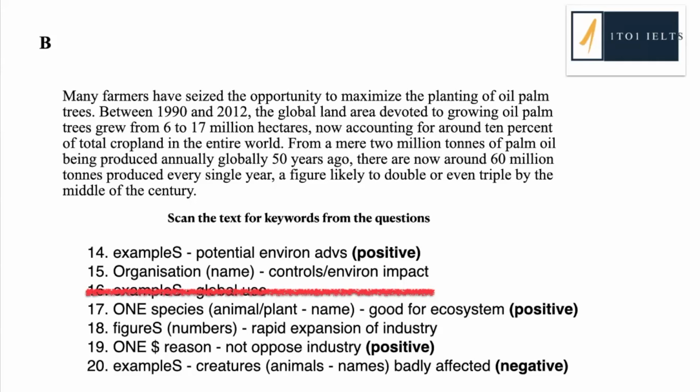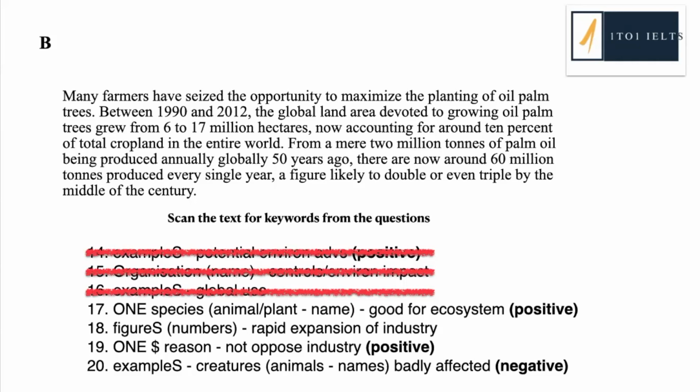Now, we're going to go through the same process as before and look at question 14. And it says it's looking for examples of potential environmental advantages. When scanning through this, we will notice there is no mention of potential environmental advantages anywhere in this passage. So we can cross out 14. There is also no name of an organization. So we know the answer is definitely not 15. 16, we've already found, so we're not going to look for 16.